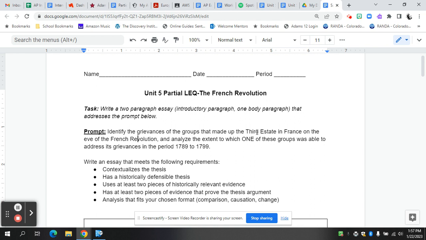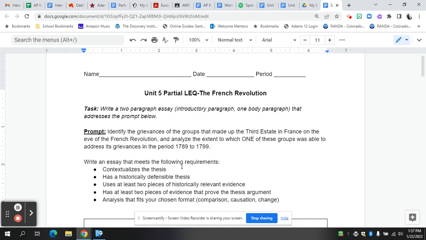You don't have to go with success, but you do need to analyze the extent to which. So you could say, they kind of got it, but they kind of didn't. This group was able to secure their rights, but then the radical phase happened and they lost their rights, or whatever it might be. But you're going to have some sort of argumentation here.